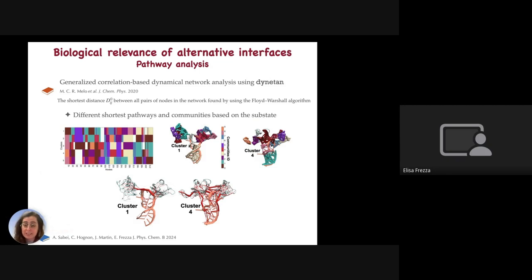So by dividing the simulations and finding these different substates, we can in principle also try to gain insights on the different functions and properties of the dynamics of this interface, when usually you think of the structure as just one structure, the one you take from the PDB.